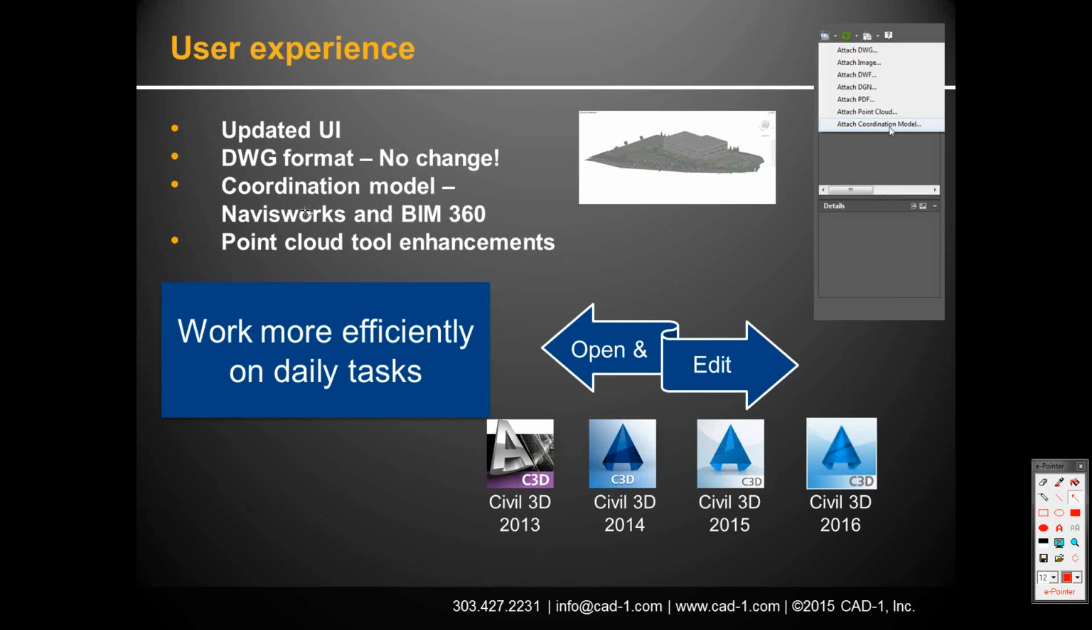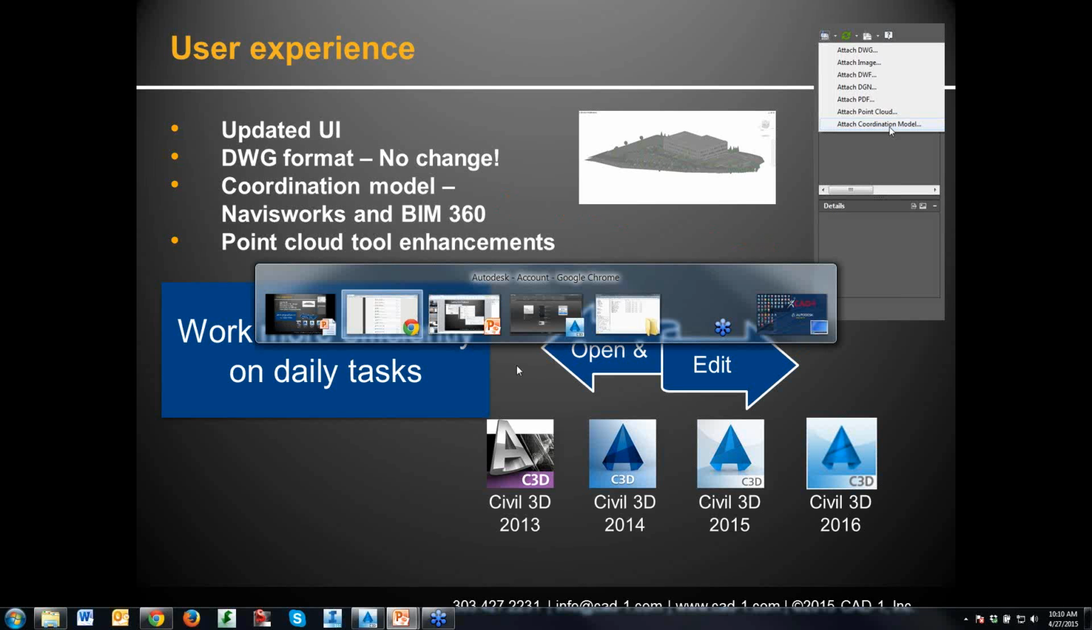Coordination models, this is kind of cool. If anybody's using Navisworks or BIM 360, we can now bring those models directly into Civil 3D. And actually, it's an AutoCAD thing, but I think it's so cool. I want to show it to you guys here. And we've also got some point cloud tool enhancements as well. So let's go ahead and take a look at this. Let me switch over here to Civil 3D.